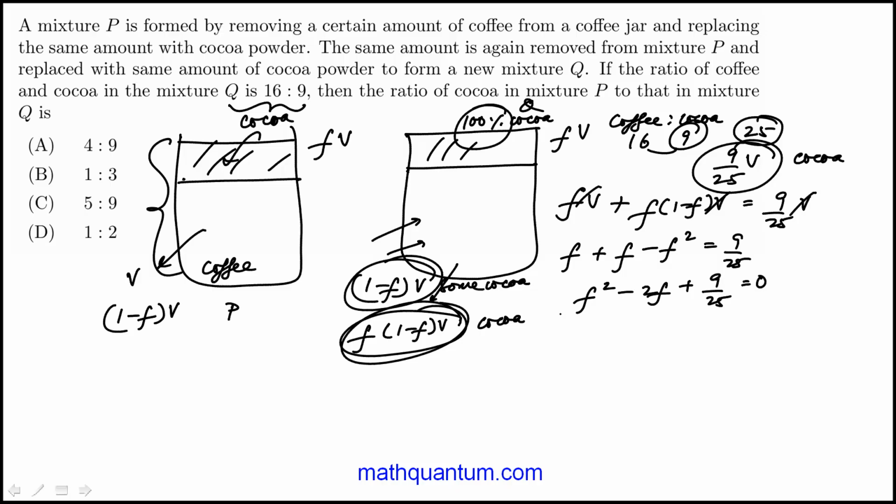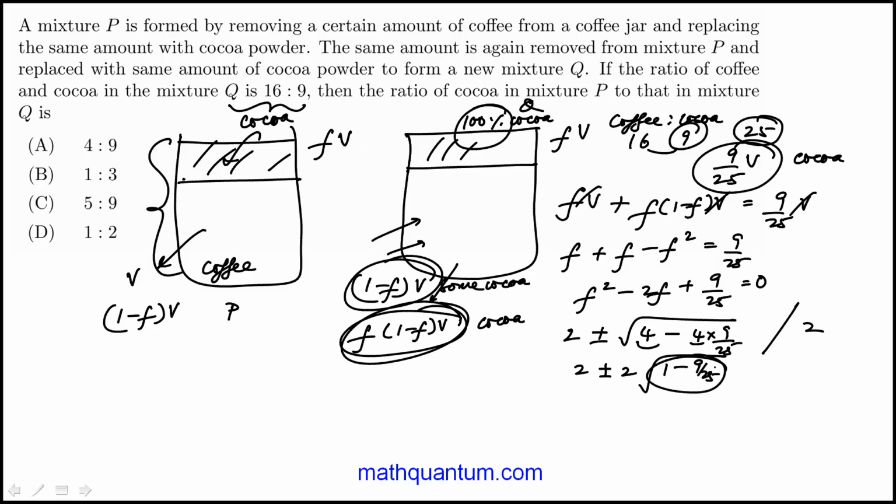I didn't want to factor this, because I'm expecting F to be a nice number. So I just use the quadratic formula. So 2 plus or minus the square root of 2 squared, which would be 4, minus 4 times 9 over 25, the whole thing divided by 2. I'll factor out a 4 from under the square root, which becomes 2 outside. And so then it's 1 minus 9 over 25. This becomes 16 over 25. 25 minus 9 is 16. So this piece is the square root of 16 over 25, which is 4/5.